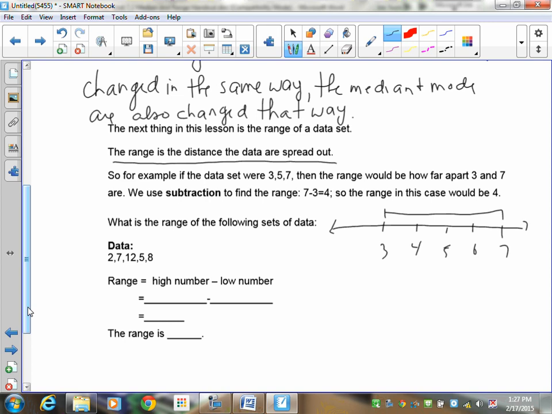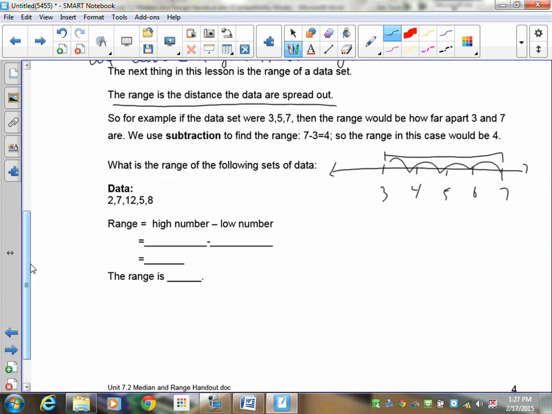7 take away 3. So if I take a look, I have 1, 2, 3, 4. So the distance is 4. Okay? Don't be confused by the fact there's 5 numbers there. So how do I do this?